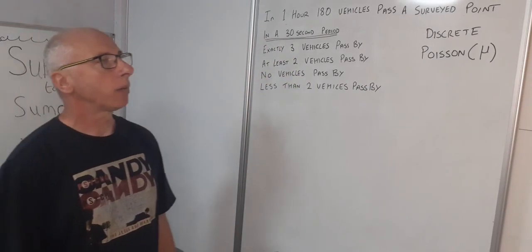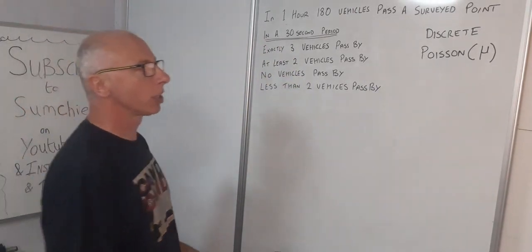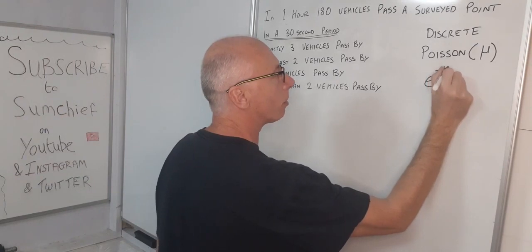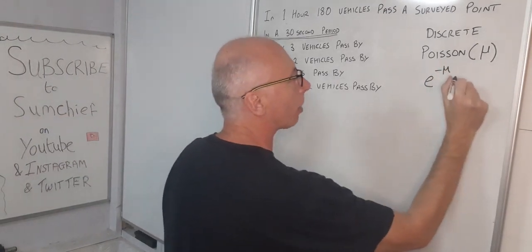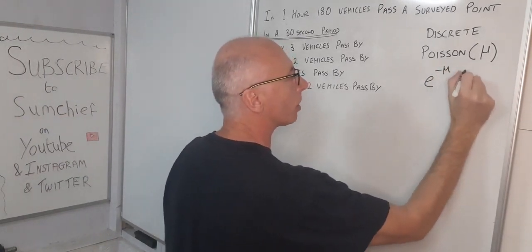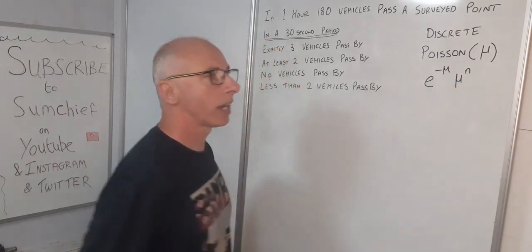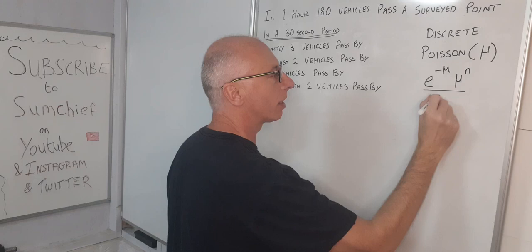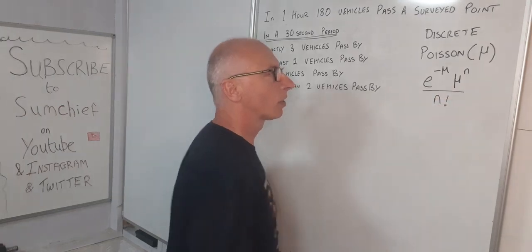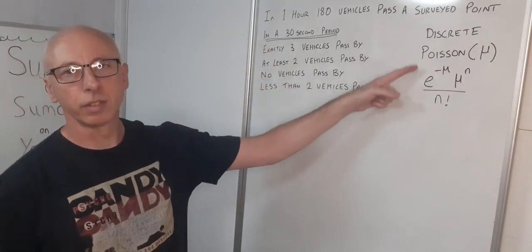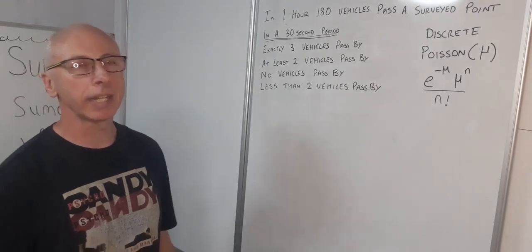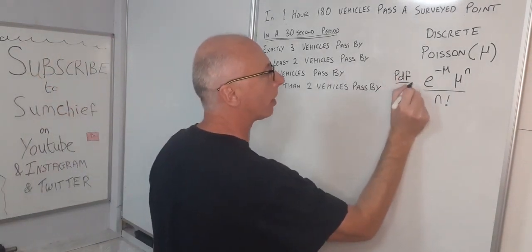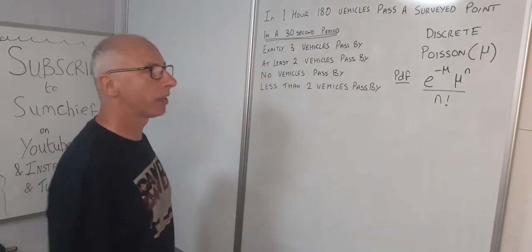Okay, now the formula for this distribution is e to the negative mu, and then multiply that by mu to the power of n. So that's the number of instances that we're interested in. And then we divide that by n factorial. That's our Poisson distribution formula. That's our PDF. So that's the all important formula that we need.